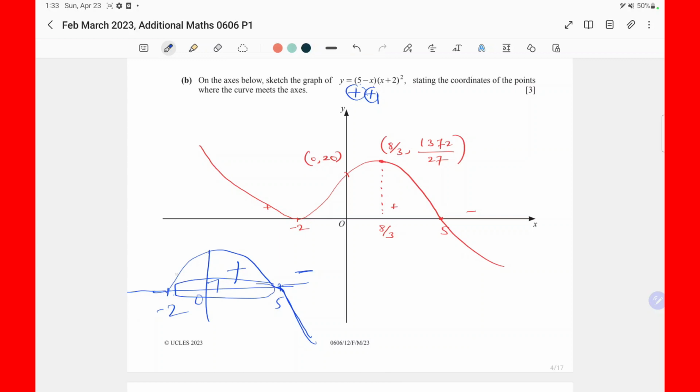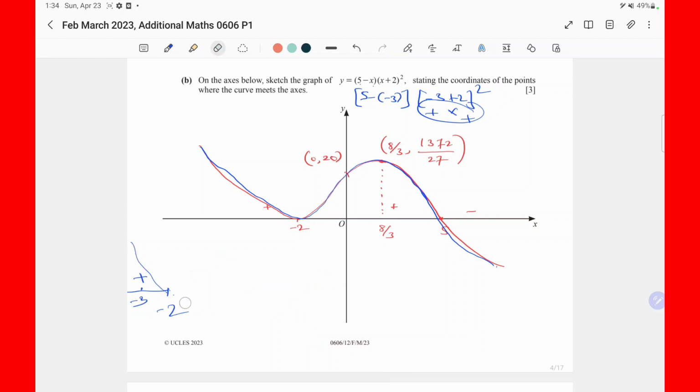Now left of minus 2, suppose it is minus 3. So put minus 3 over here. When you put minus 3, 5 minus x, which is 5 plus 3, is positive, and here minus 3 plus 2 is minus 1, but whole square, again positive. So here you will get a positive sign. It means above the x-axis, right? So finally you will get this curve, okay? The same thing I have plotted over here, and I explained it right now. Now I will erase this.